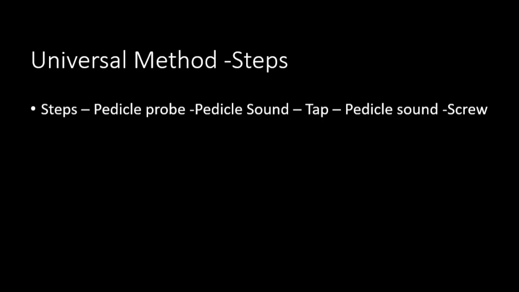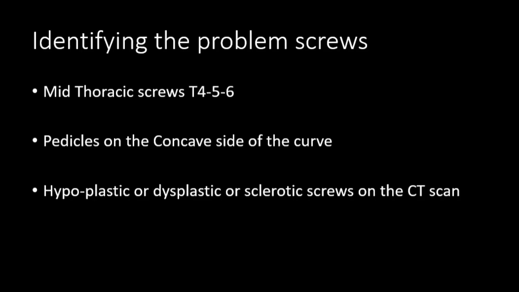Then you have to follow these steps. First you put the pedicle probe, then you put the pedicle sound, then ensure all the 4 walls, then tap, then again pedicle sound, and then pass the screw. Identifying the problem screws: in the mid thoracic spine, T4, T5, T6, you have to ensure that you have seen the CT scan to look for small and sclerotic pedicles. And for pedicle screws on the concave side of the curve you have to be especially careful, and look for hypoplastic, dysplastic, sclerotic pedicles on the CT scan.